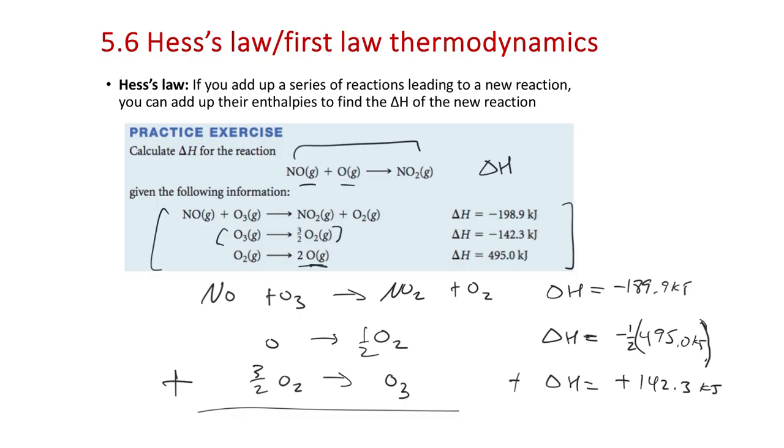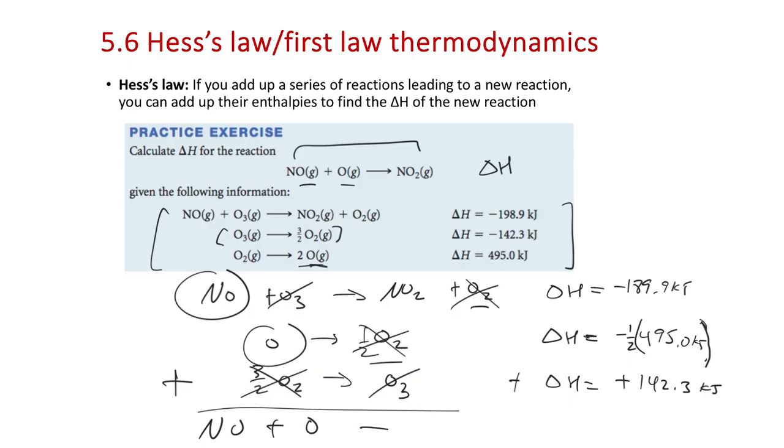Okay, so let's see if we add up right. Our O3 on both sides cancels. And then I have O2 plus a half O2, that's 3 halves O2, which then cancels with the 3 halves O2 here. And so what's left is NO plus O goes to NO2.